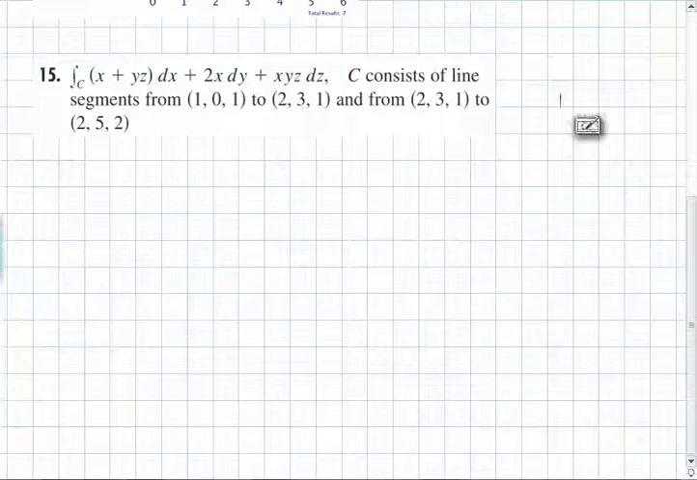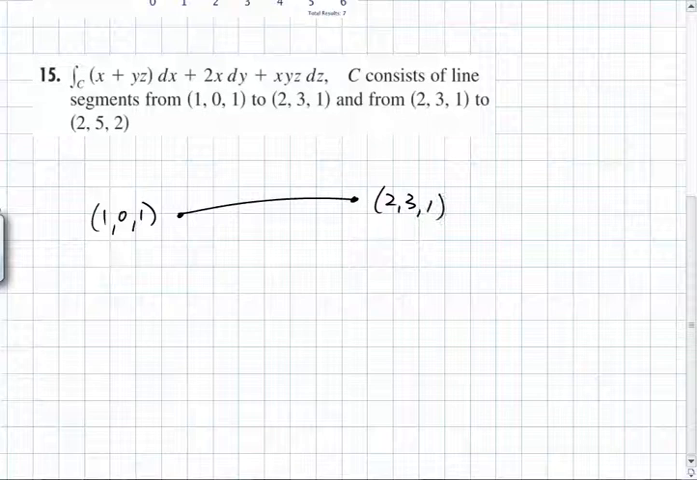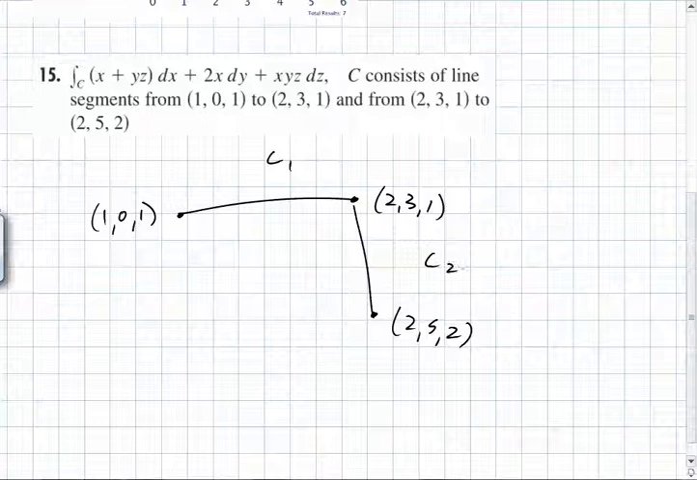Okay, so how many segments are we actually dealing with? Two? From 1, 0, 1. Where's this one going? 2, 3, 1. And then where's it going? 2, 5, 2. I'm not trying to make this to scale at all, but there's two paths here, C1 and C2.